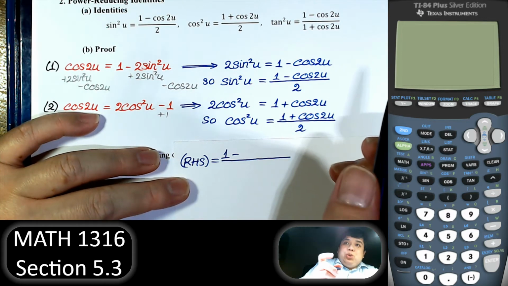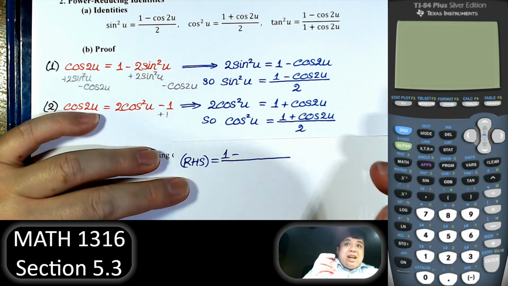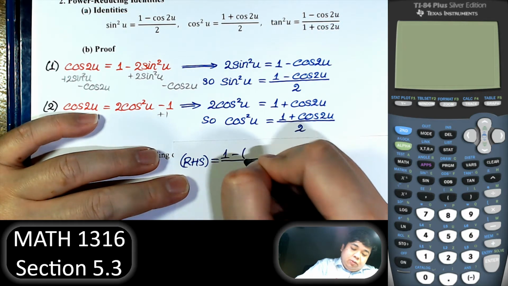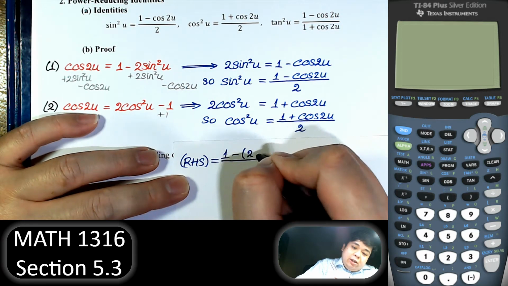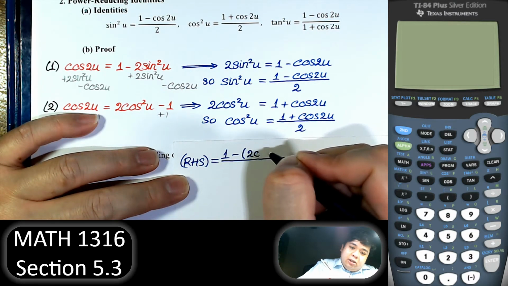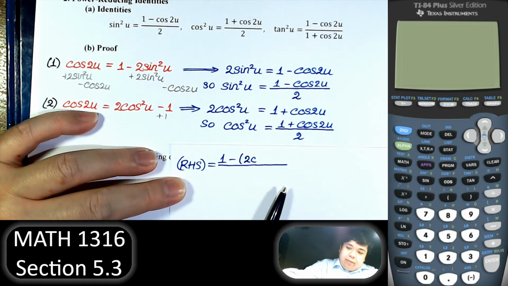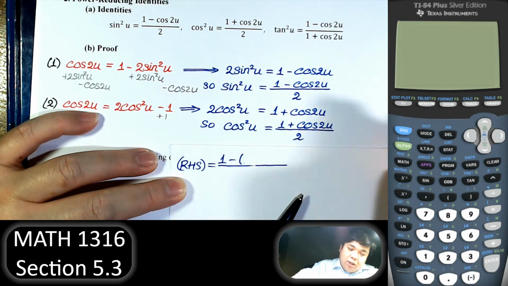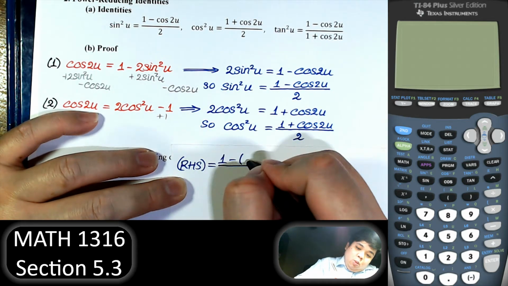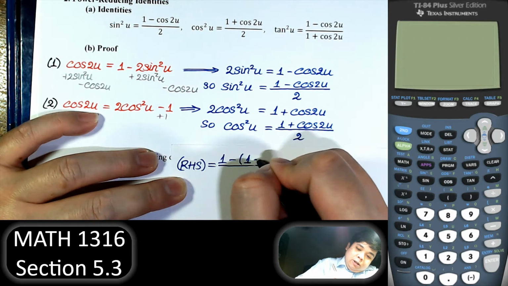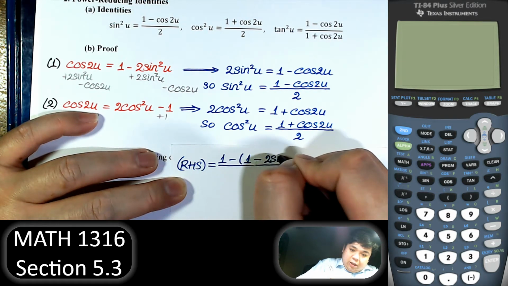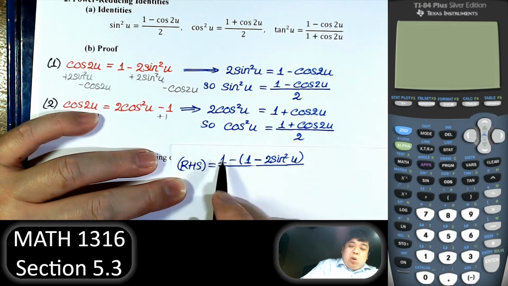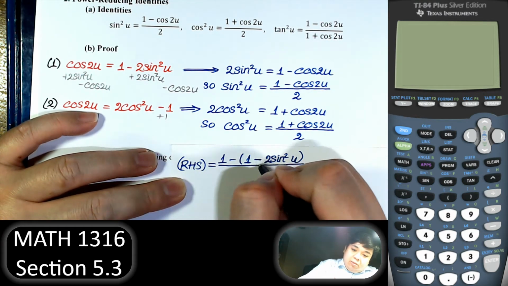Which one should we use? I said anything will work, but I will use 2 cosine square. Should use the 1 minus 2 sine square. I'm going to use that simply because 1 minus 1 cancel out, and I just have that.